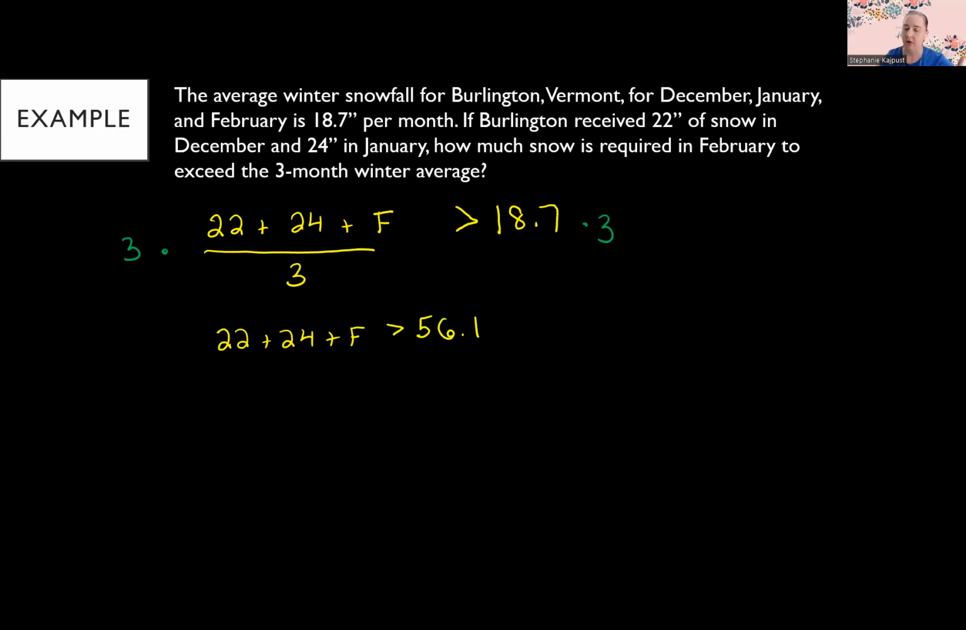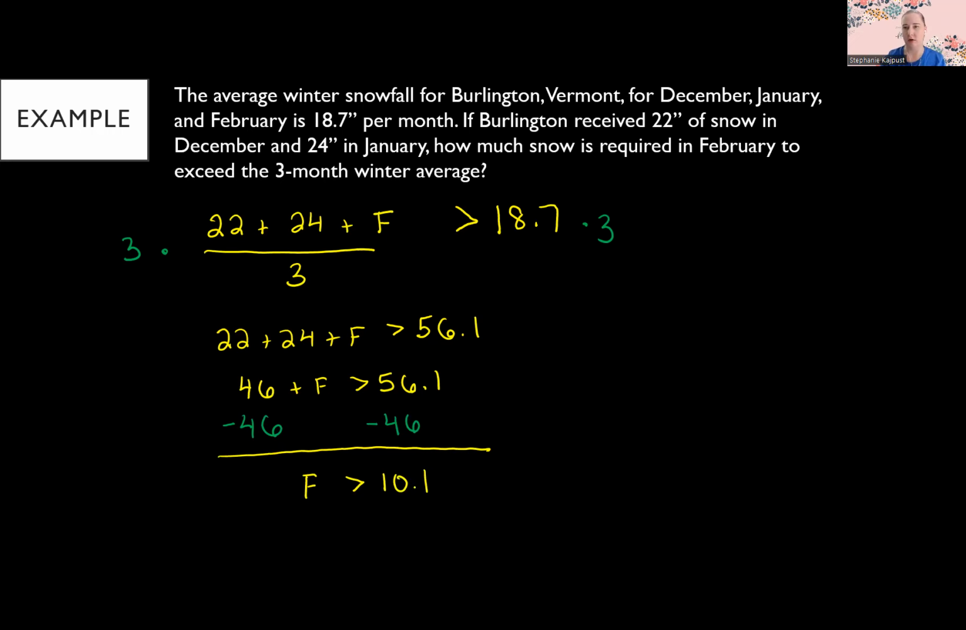Now we're solving for F. On the left, I can add my 22 and 24, so that is 46. We have 46 plus F is greater than 56.1. And then we're going to subtract 46 from both sides because we want to get the F by itself. And so you have F is greater than 56.1 minus 46, which is 10.1.